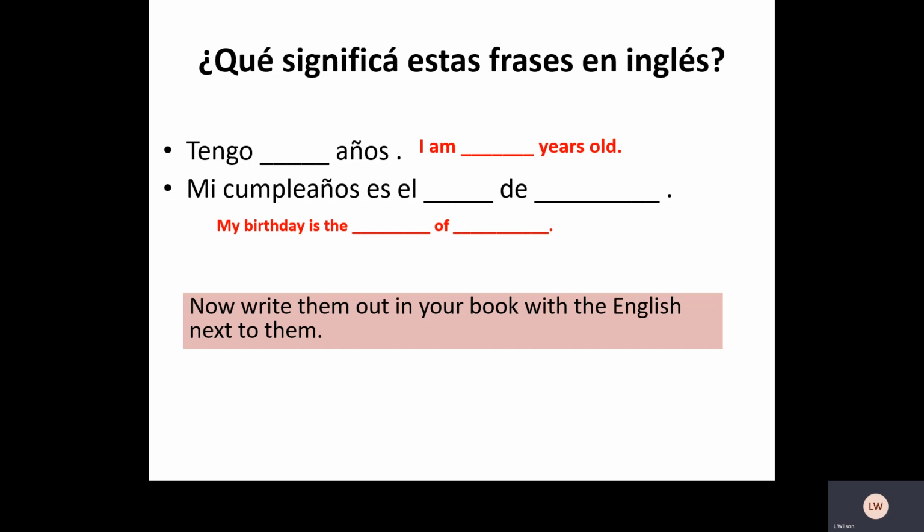Okay, now we're going to practice some pronunciation. So see if you can pronounce those sentences without looking at your book. That's what you want to aim for. So, tengo 12 años, mi cumpleaños es el 2 de mayo. See if you can do that. And then, once you've done that, see if you can add in as much information that you know already. So, for example, buenos días, me llamo señora Wilson, tengo 42 años y mi cumpleaños es el 19 de diciembre.